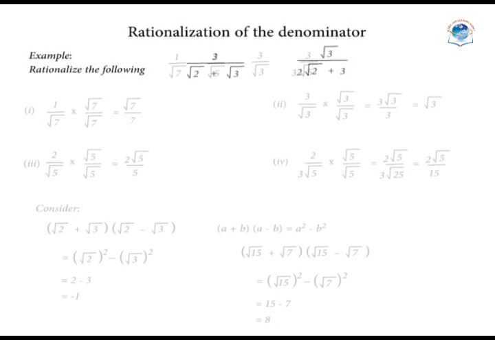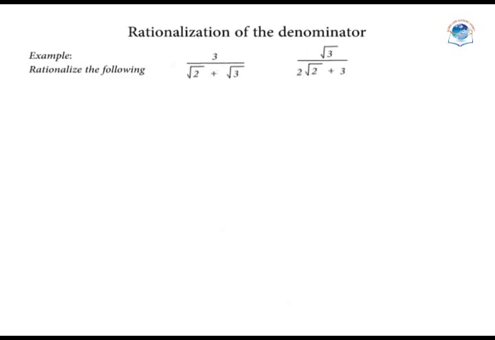For example, rationalize the denominators in the following. In our solution, we simply multiply the numerator and denominator by the conjugates of the denominators. The first one, 3 over root 2 plus root 3. The conjugate of root 2 plus root 3 is root 2 minus root 3. And so we multiply both the denominator and the numerator by root 2 minus root 3.